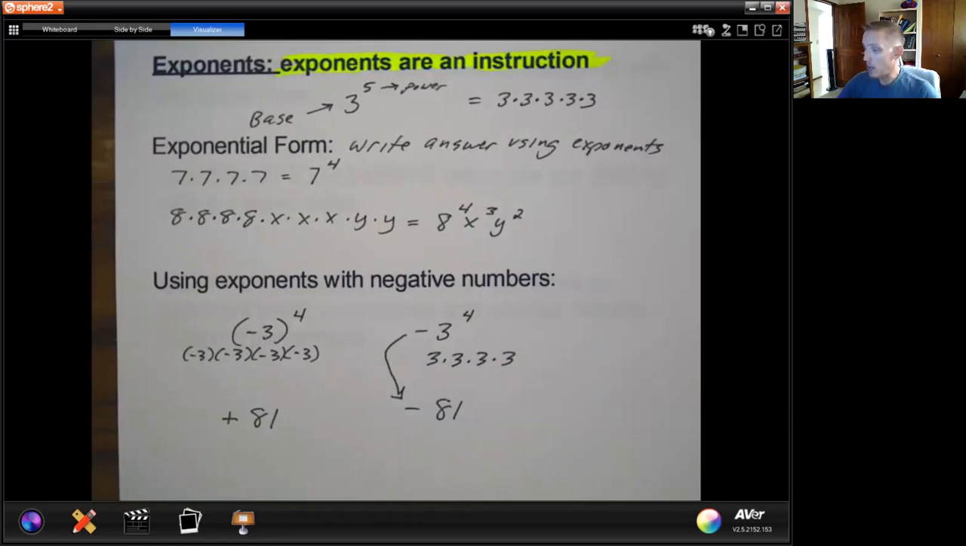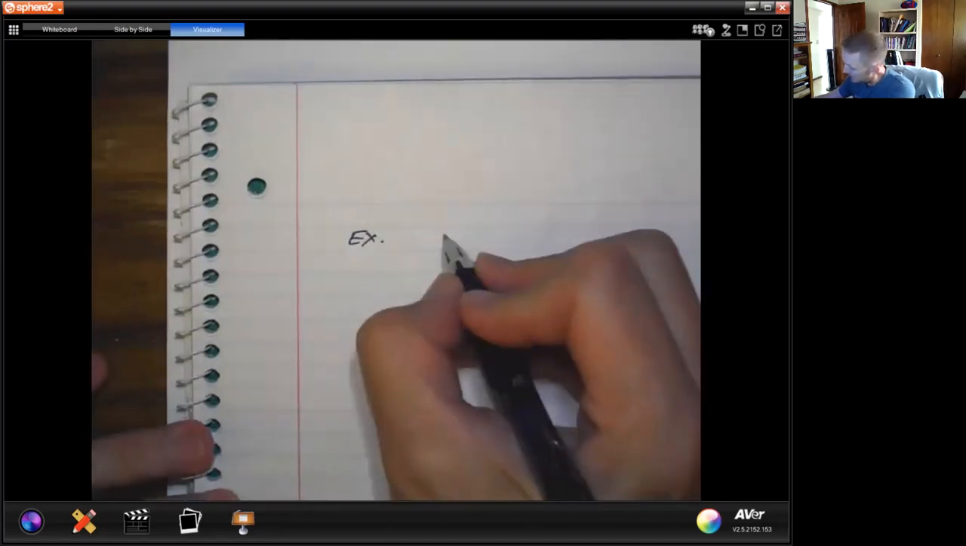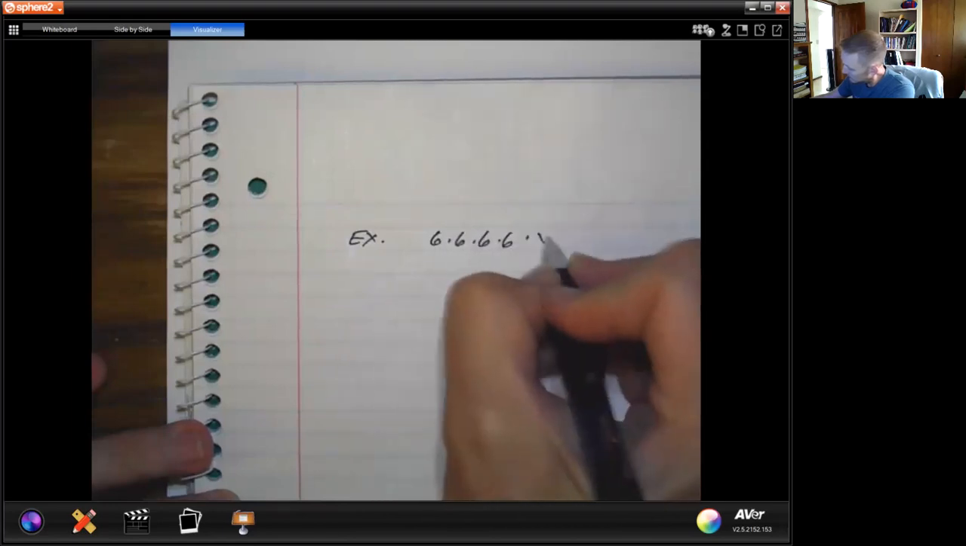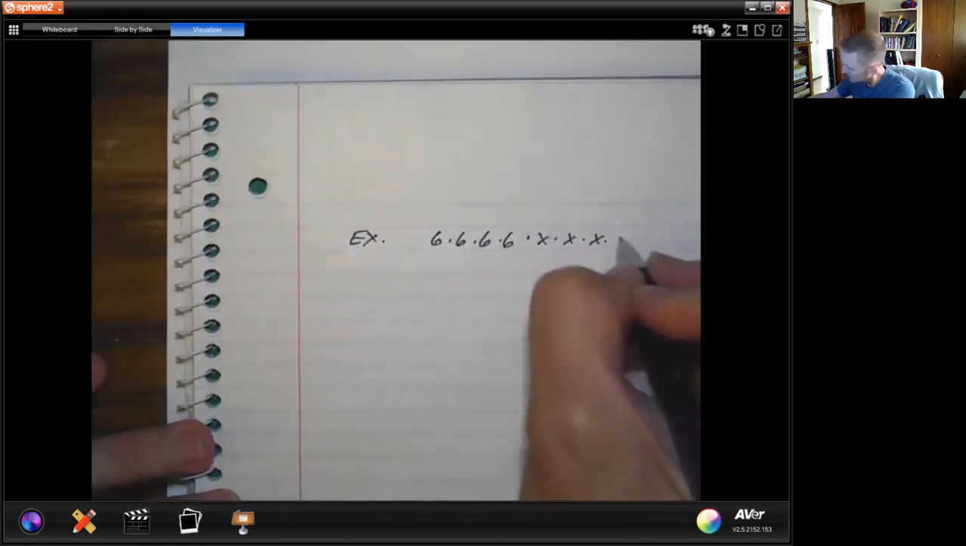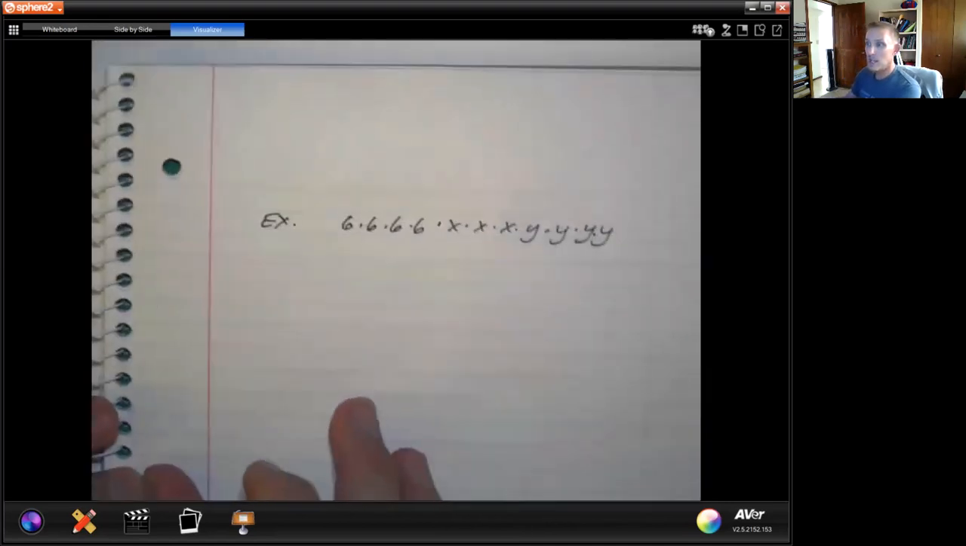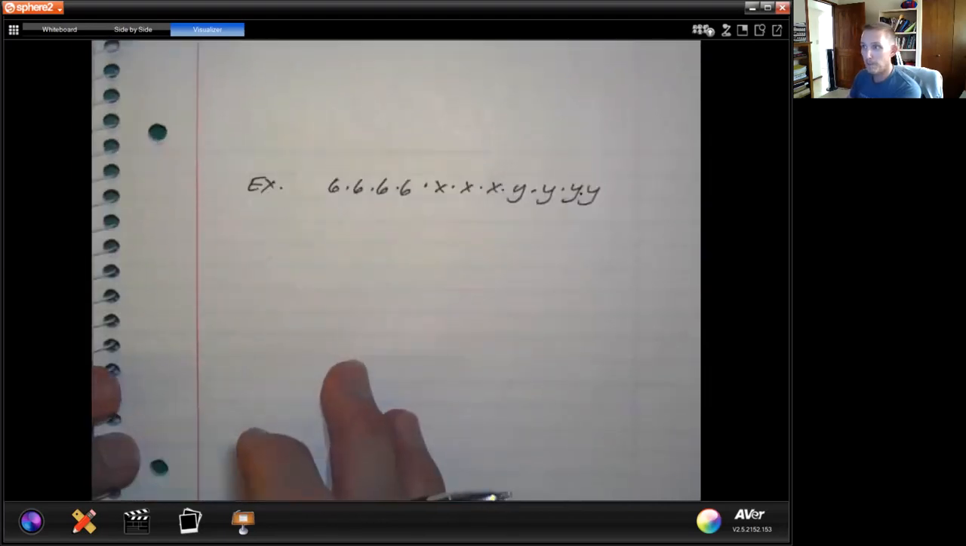All right. So what I want you to do right now, I'm going to give you a few examples that I want you to try before we move on to the next section. So the first example, example number 1, I simply want you to take this problem here, and I want you to write it in exponential form.